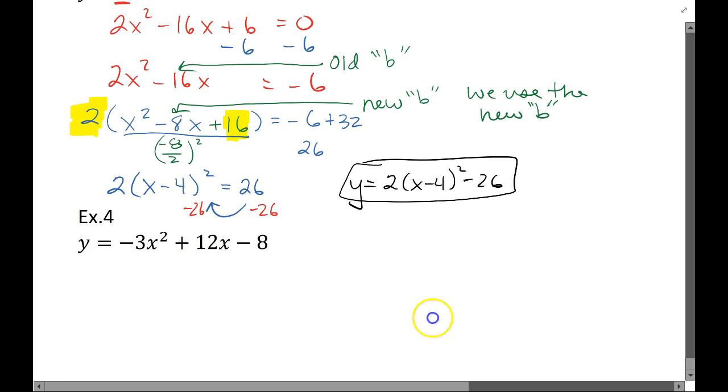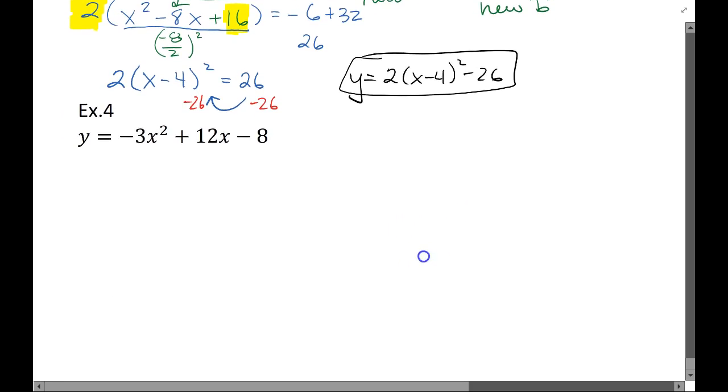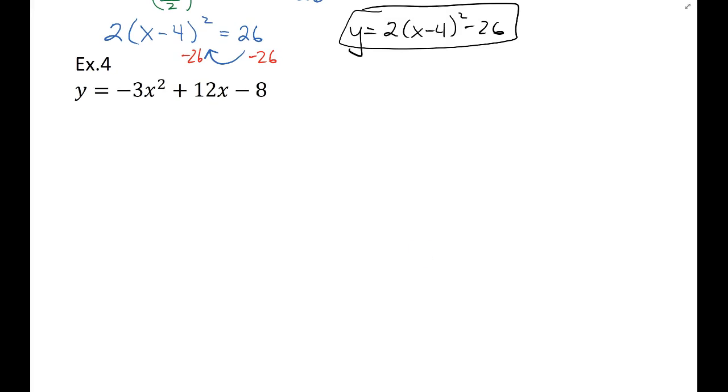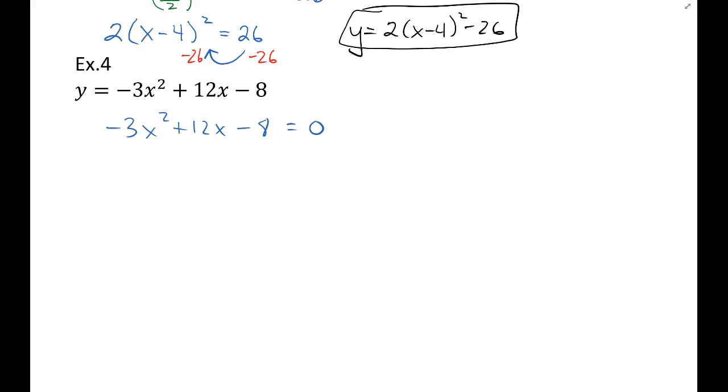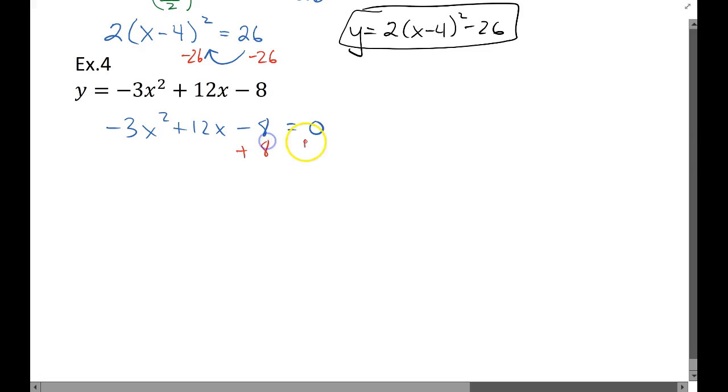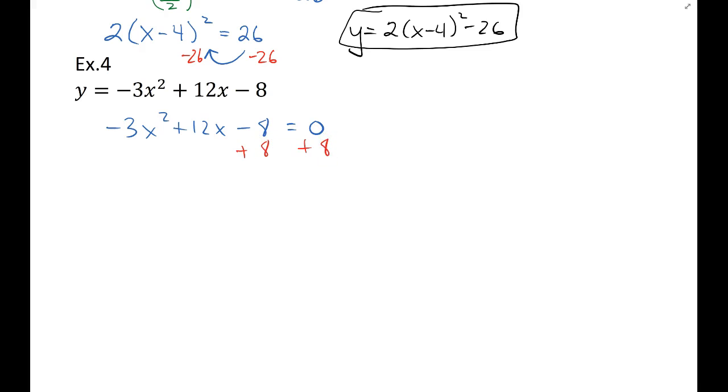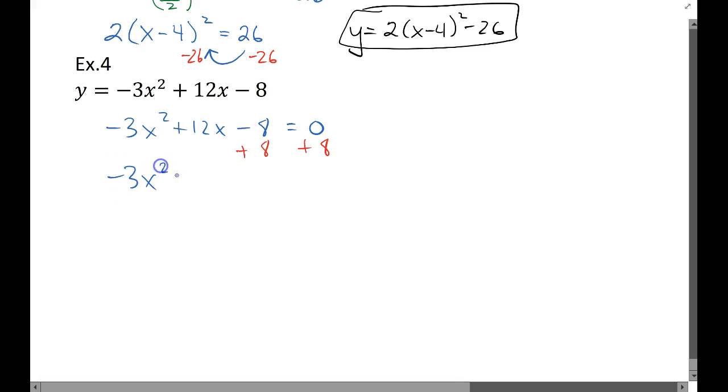All right, we've got time for one last example. Again, we have another problem with a leading coefficient other than 1. We're still going to start off by setting this equal to 0. So negative 3x squared plus 12x minus 8 equals 0. We can get rid of the negative 8 by adding 8 to both sides. And so that gives us negative 3x squared plus 12x equals 8.